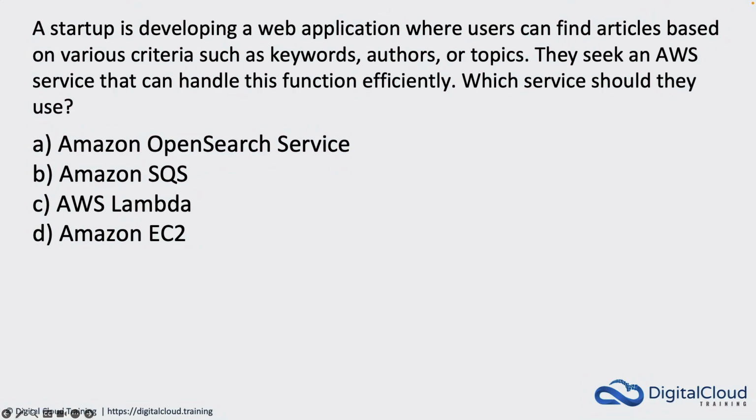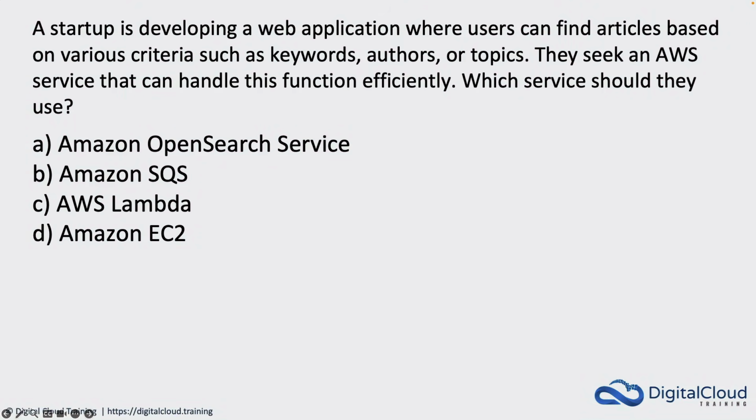So it's for building decoupled applications where you can store information that's going to be processed by another component of the application, and which will then retrieve that data. Lambda is a serverless service. So it's a serverless compute service, nothing to do with finding articles based on criteria, such as keywords.